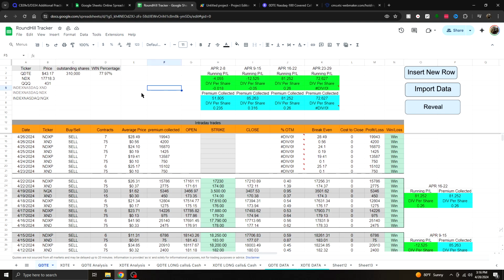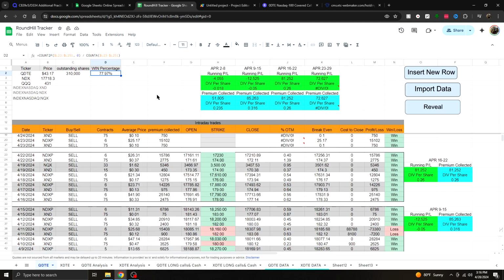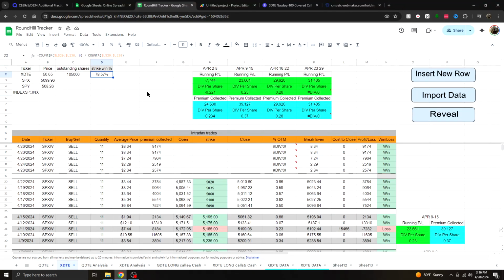I guess the last thing here is the win percentage. It's just counting how many wins there are against how many losses there are, and putting it into a percentage here. This one I do have to update manually. But right now they're at 77.97% win rate, and this one at XCTE is 78.57. But yeah, that's all of it. That's how the spreadsheet works.